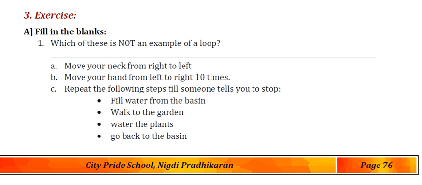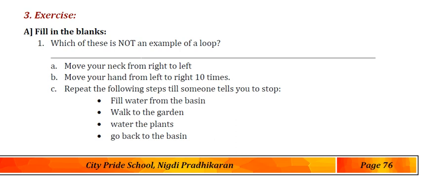As you can see on your screen, the first exercise is filling the blanks. The first question is, which of these is not an example of a loop? So what is a loop? A loop is a repetition. Any repetition is called a loop.